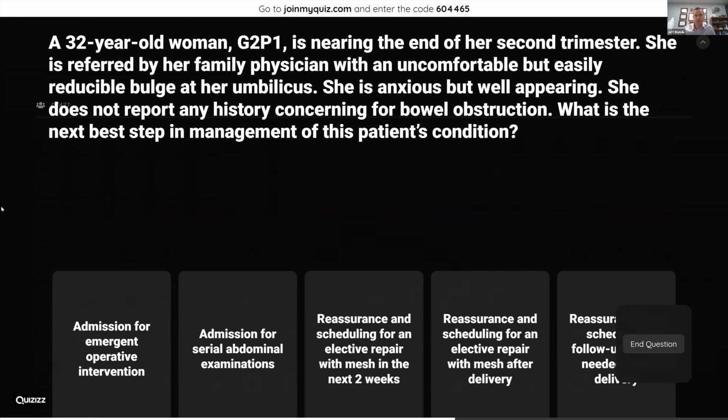So question number 9, a 32-year-old woman, G2P1, is nearing the end of her second trimester. She's referred by her family physician with an uncomfortable but easily reducible bulge at her umbilicus. She's anxious but well appearing. She does not report any history concerning for bowel obstruction. What is the next best step in management of this patient's condition? A, admission for emergent operative intervention, B, admission for serial abdominal examinations, C, reassurance and scheduling for an elective repair with mesh in the next 2 weeks, D, reassurance and scheduling for an elective repair with mesh after delivery, or E, reassurance and scheduling follow-up only if needed after delivery.